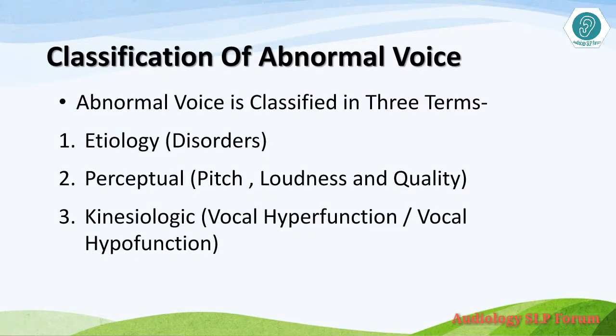Classification of abnormal voice. Abnormal voice is classified in three terms. First is etiology, meaning disorders. Second is perceptual, meaning pitch, loudness, and quality. Third is kinesiologic, meaning vocal hyperfunction and vocal hypofunction.